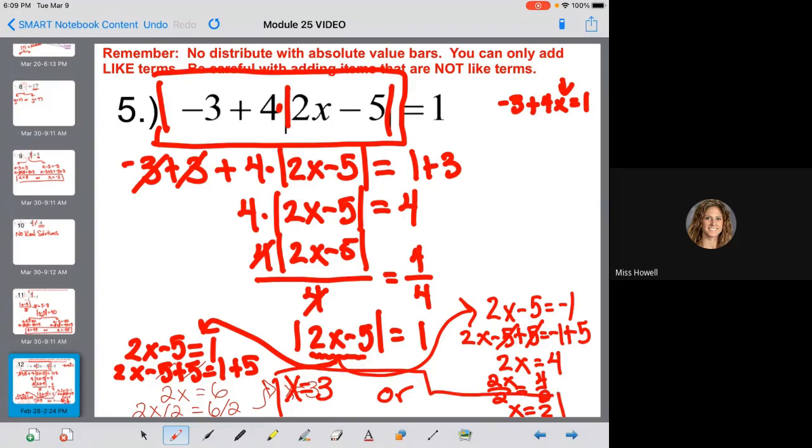Be extra careful. You have to remove anything outside of the absolute value bars before you do any breaking up. Once you get to this step right here, if this number is negative, that would be your special case of no real solutions. If it's positive, you need to break it apart and find your two possible solutions.